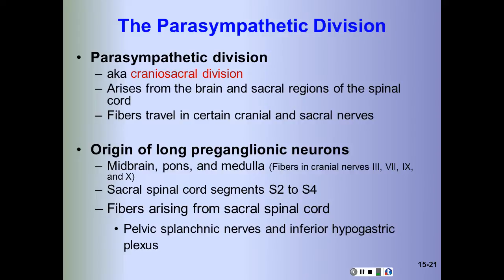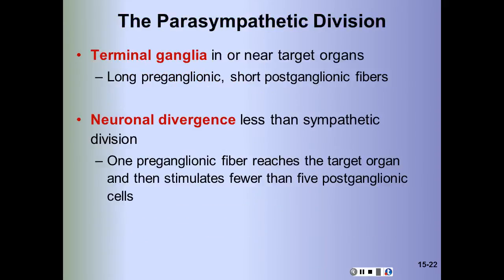target organ. There's much less neural divergence in the parasympathetic division than in the sympathetic division. If we look at neural divergence, to expand on it a little more, it's where we have one preganglionic fiber. It's going to reach the target organ, and then it's going to stimulate fewer than 5 postganglionic cells.